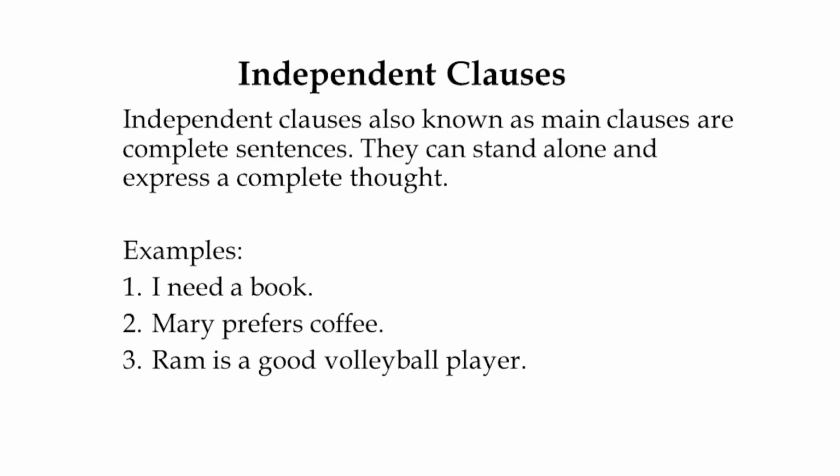It can express a complete thought just like a sentence, but it is not a full sentence. It is only a part of a sentence. A part of a sentence is called an independent clause. Here I have given few examples. I need a book. Mary prefers coffee. Ram is a good volleyball player. So, in all these sentences, they have a subject, they have a verb, and they convey a complete meaning, so they can stand alone. So, these are the examples of independent clauses.